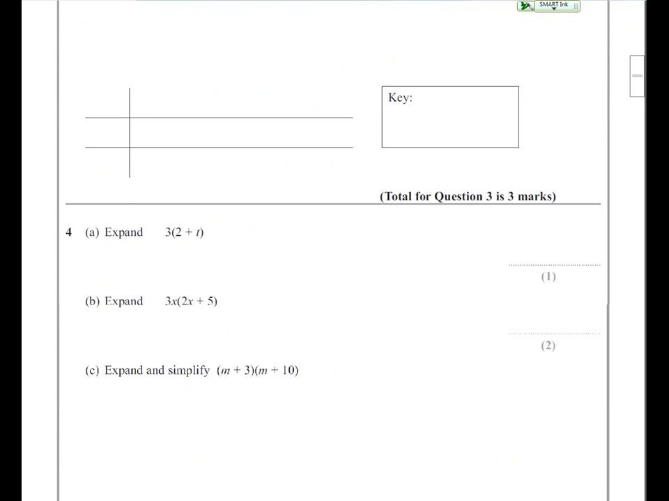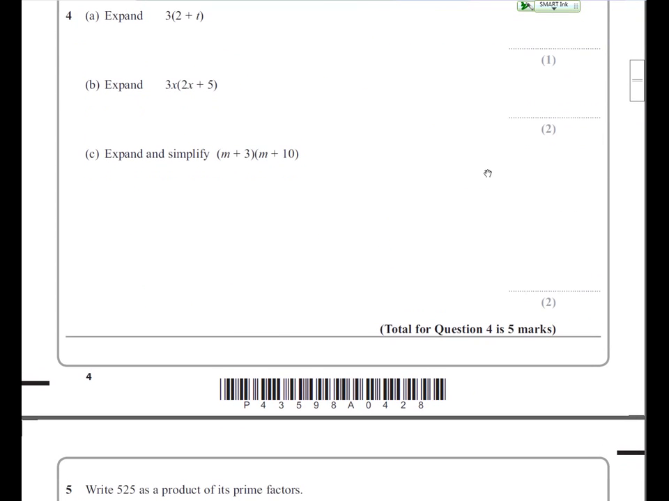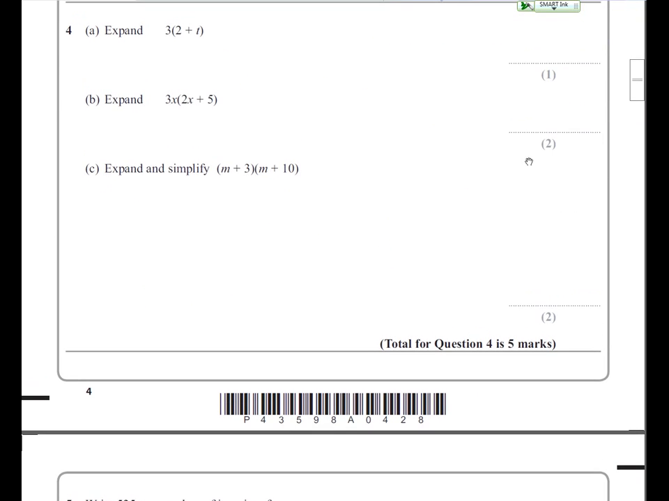Moving on. Algebra. So expand 3 brackets 2 plus t. Now if you've been watching my other videos, we've got half a banana here. So we draw on our half a banana. We do 3 times 2 is 6 and 3 times t is 3t. And we've got a plus in the middle, so it's a plus. Okay, that's your answer.